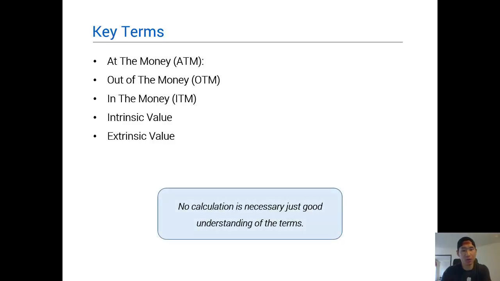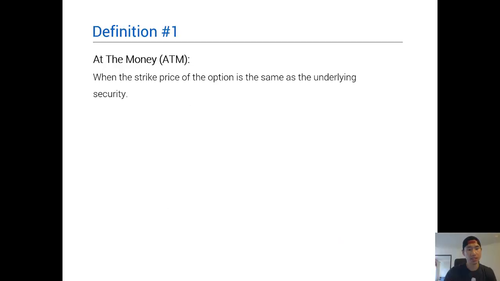Also, it's good to note that I will be doing a couple of calculations, but the calculations aren't necessary every time. Rather, I'm doing it now to just give you the basic understanding of the term. But it's better to just understand the term more than try to calculate it every single time. All right, let's get started.